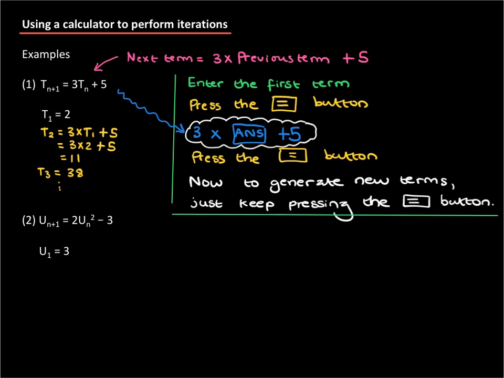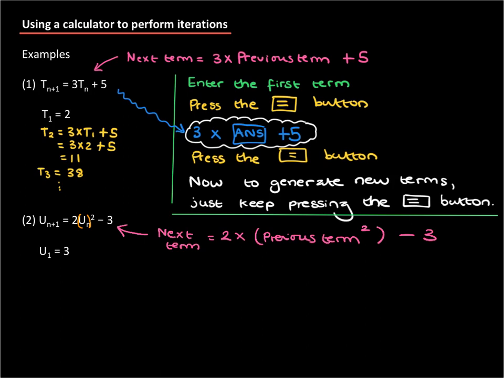Now let's have a look at this second example. We have another iteration formula, u n+1 equals 2 u n squared minus 3. So just to be clear, you are squaring the previous term and then multiplying by 2 afterwards. So again, I'm going to write out what this means in words. It's telling us that the next term is equal to 2 multiplied by the previous term squared and then subtract 3. So square the previous term, multiply by 2 and then subtract 3. That's the order in which we need to work.